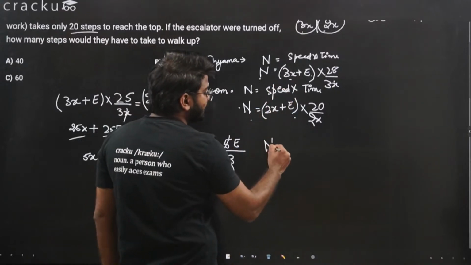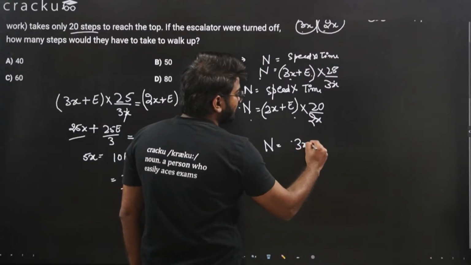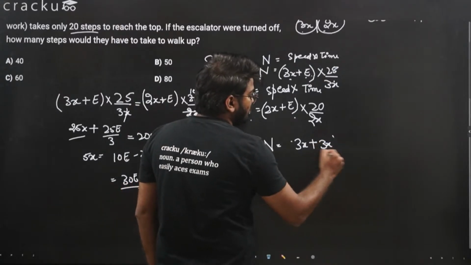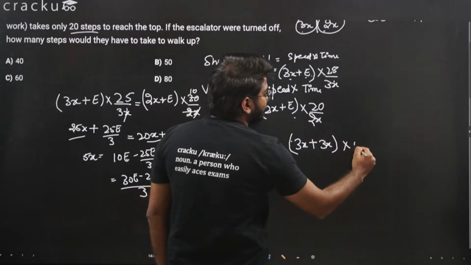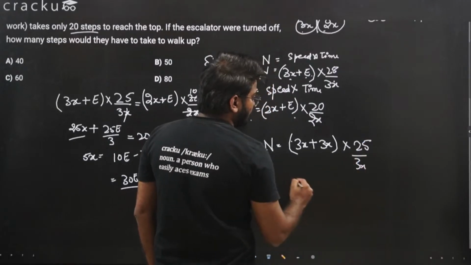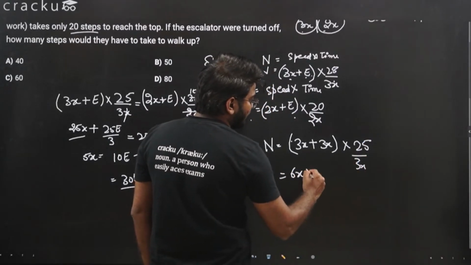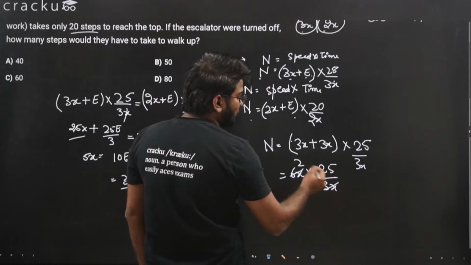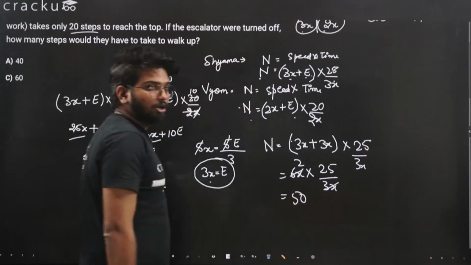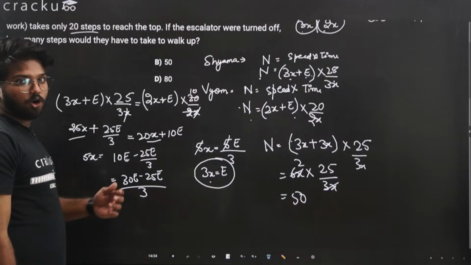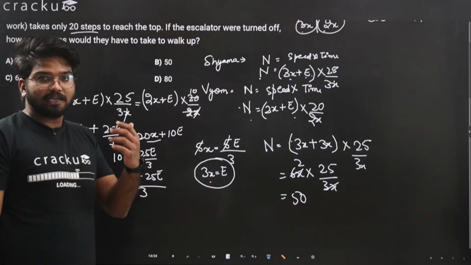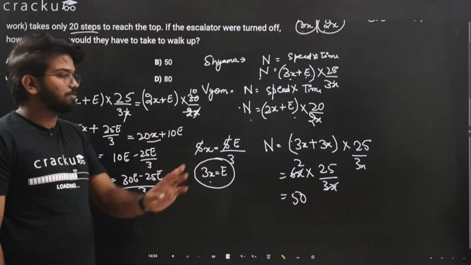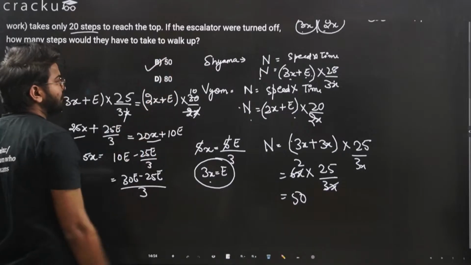Let's put it in the first equation, that is n is equal to 3x plus, we can replace e with 3x, into 25 by 3x. Now this is equal to 6x into 25 divided by 3x, or this can cancel out 2. 25 into 2 is 50. So there are 50 steps on this escalator, or you can clearly see 50 steps, the number of constant steps. So the answer has to be option B.